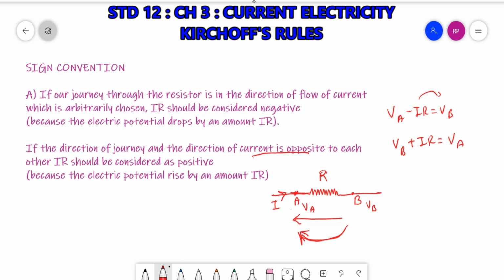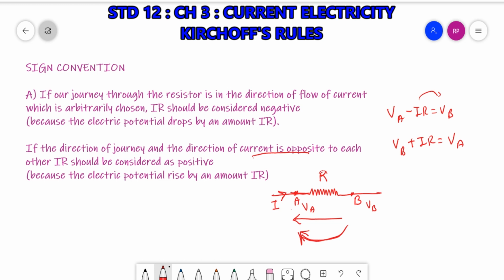Remember, in this case the potential of A is higher than B by an amount IR. So when we move from B to A, plus IR; A to B, minus IR. Or just remember, if your direction of journey is the same as the direction of current, then minus IR. If it is in the opposite direction, plus IR. Clear? This was the sign convention for the resistance or the voltage drop IR.